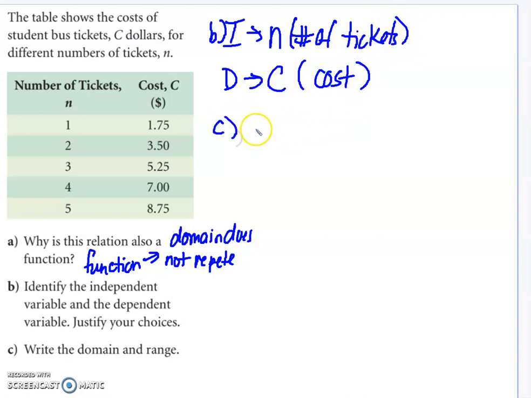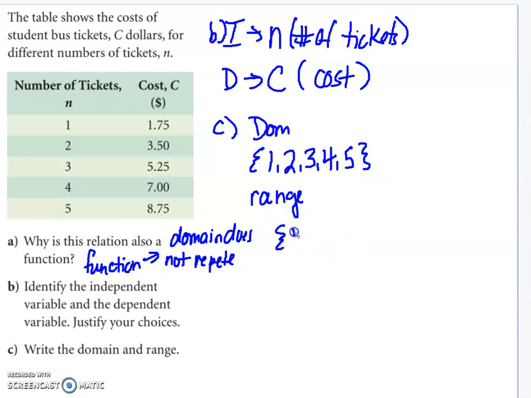Okay? And then to identify the domain and range, we need to remember that domain just means our independent variable. When we put domain, independent variable, and x together, those all are synonymous. So that's our number of tickets. So we'd have 1, 2, 3, 4, and 5 in the domain. In the range, all of the money values.